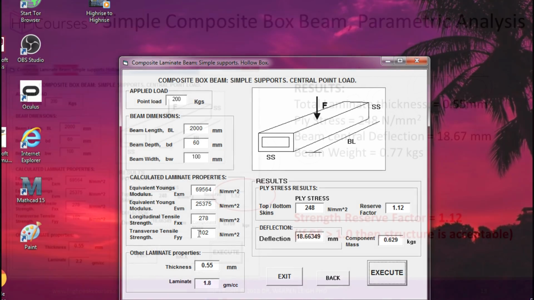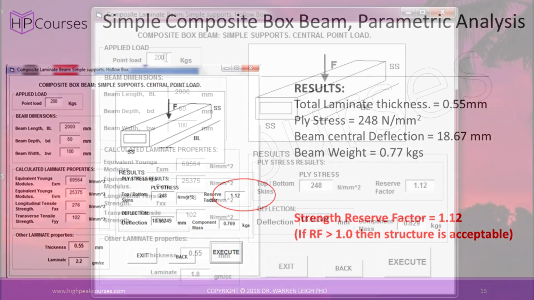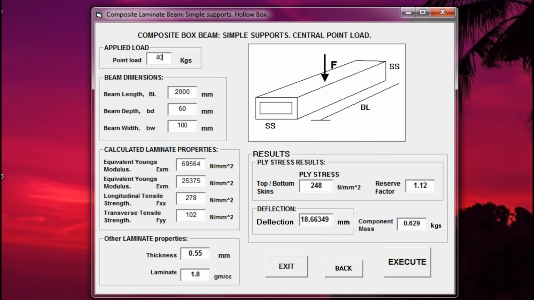It may be that a limiting criteria is deflection or weight. CSAMs shows the calculated deflection and weight. We try a higher load of 400 kilograms on our carbon fibre box beam to see if it will be strong enough. The outer ply stress shoots up to 495 newtons per millimetre squared, and the reserve factor gives a value of 0.55.